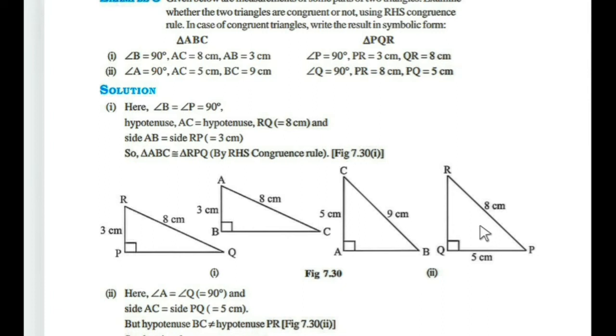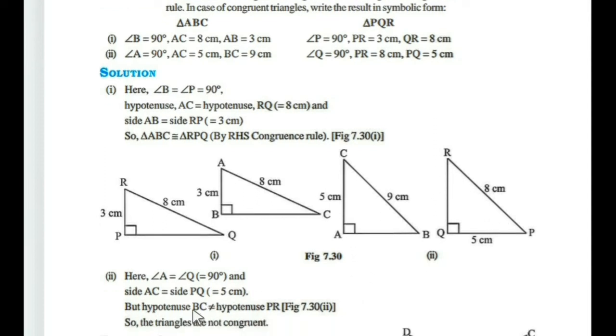PR is 8 cm. We can see here the measurements are different. The lengths are different. Here angle A equal to angle Q, that is 90 degree. Then side AC equal to side PQ, that is 5 cm. But hypotenuse BC is not equal to hypotenuse PR. We can see here hypotenuse BC is 9 cm. Here hypotenuse PR is 8 cm. So the triangles are not congruent.